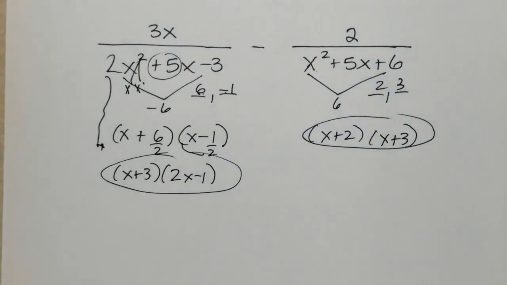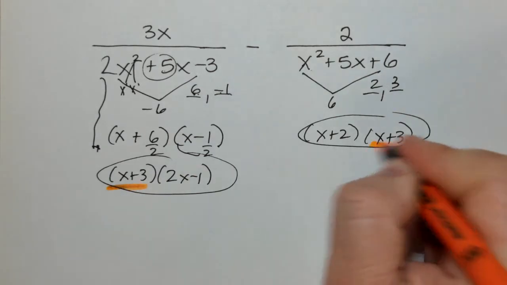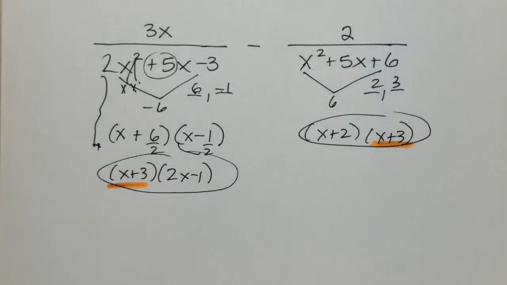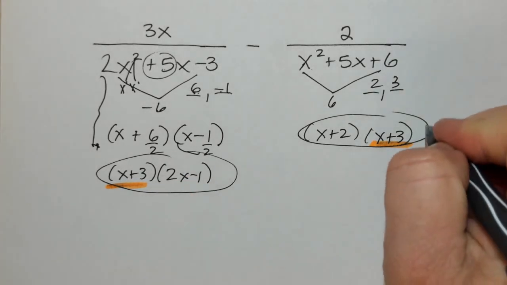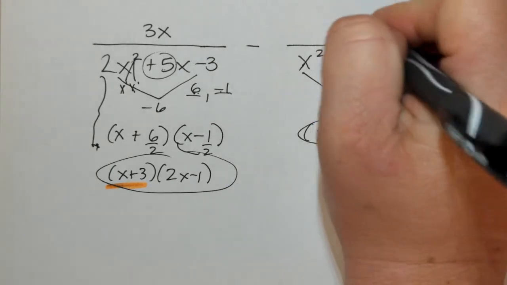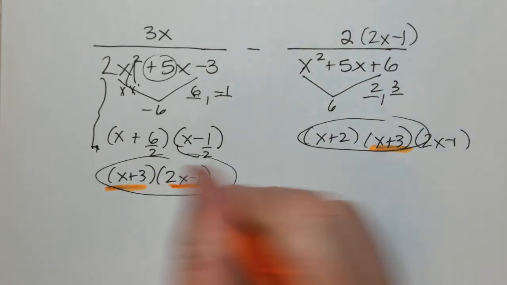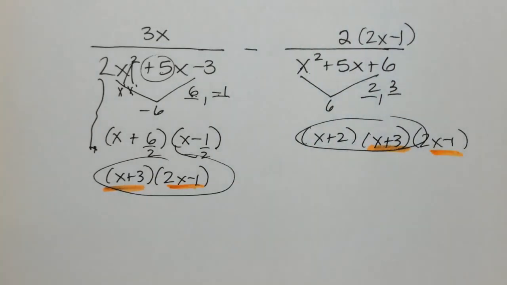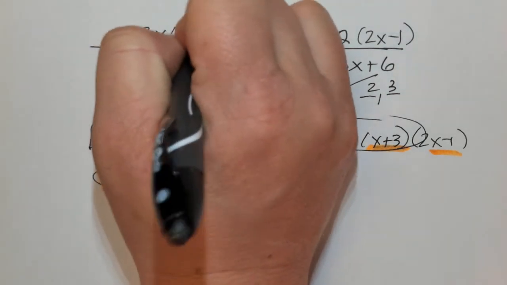Well, let's see what they have in common. They both contain an x plus 3. Okay, so they both contain one factor of x plus 3. Now the left side has a 2x minus 1. So I also need this on the right hand side. Whatever I do to the bottom, I must also attach to the top. Okay, so they both have 2x minus 1. And on the right side, we have a factor of x plus 2. But I don't have that on the left. So I need to attach an x plus 2 and an x plus 2.